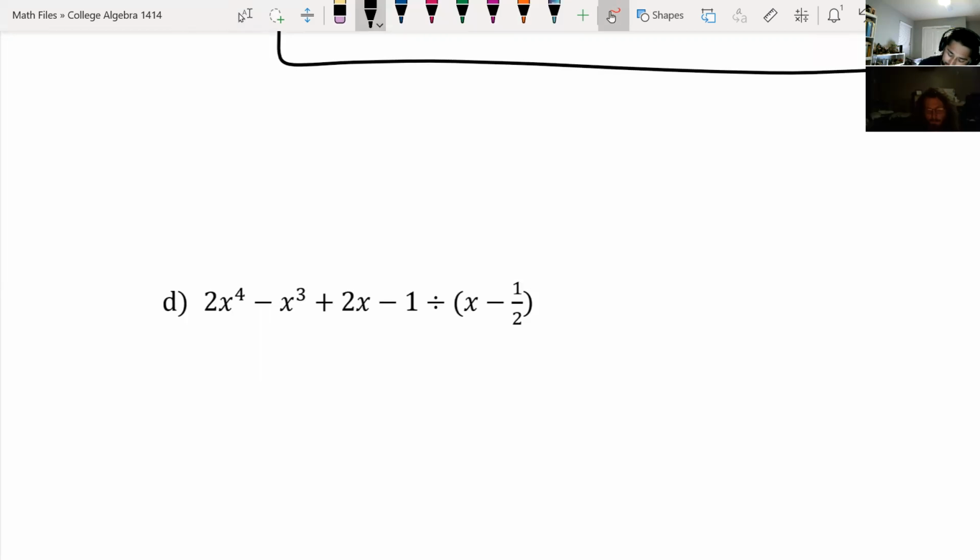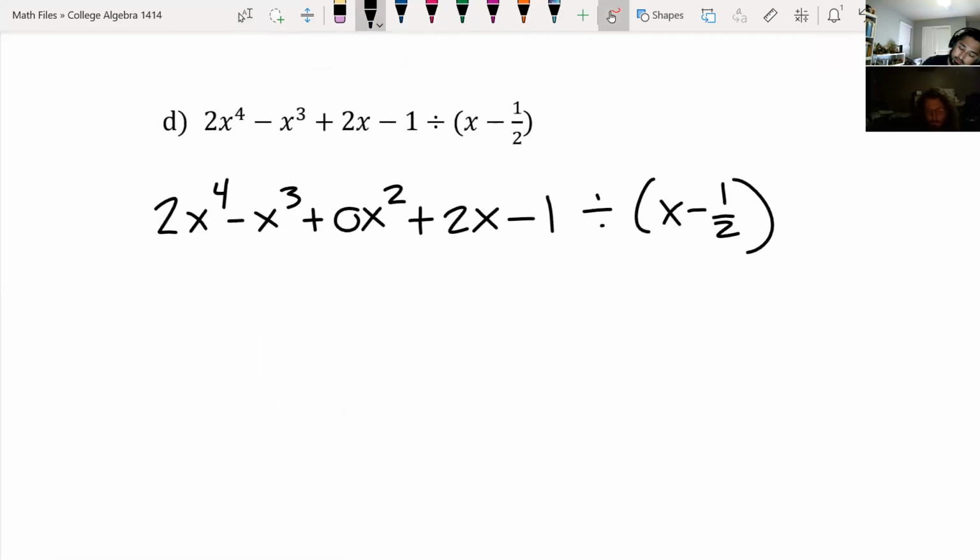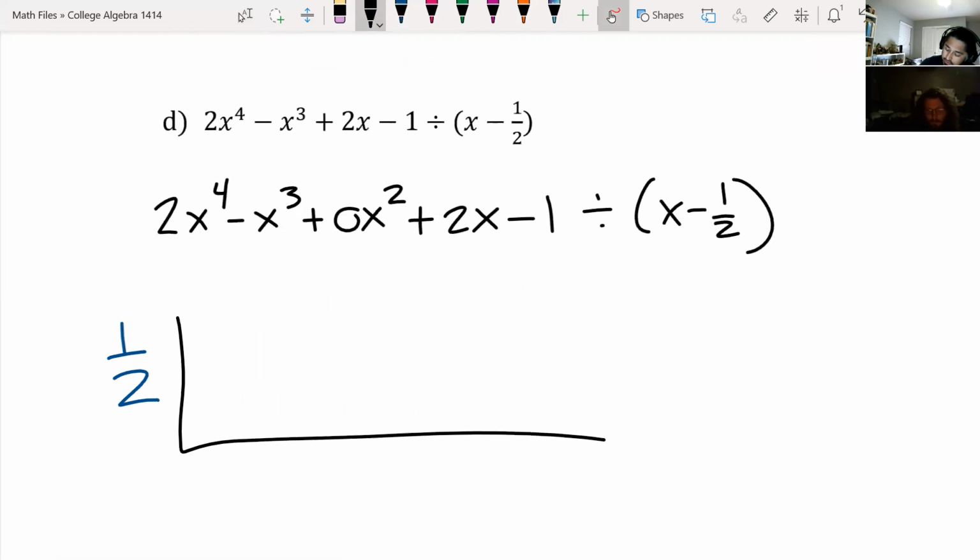What power are we missing? We're missing squared. So we put a nice little placeholder there. And then divide it by x minus 1/2. Set up 1/2, do my division symbol and only put the coefficients: 2, -1, 0, 2, -1. Make sure everything's accounted for there.